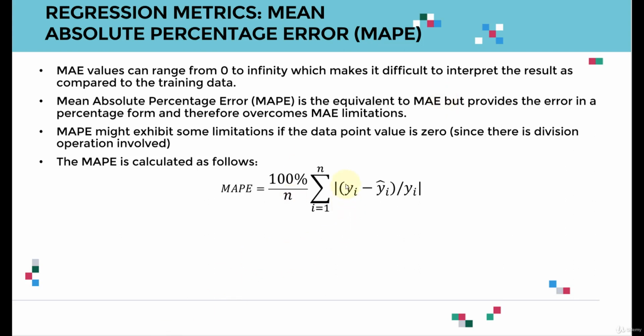Very simple. We calculate the residuals, which is yi minus yi hat, and then we divide by yi, obtain the absolute value, and sum that up. Then we obtain the average, we divide by n, and multiply by 100%, so now we obtain that in a percentage format. MAPE might exhibit some limitations if the data point value is 0, because since you are dividing by yi, you have to make sure that you are not dividing by 0, because that will mess up the calculation. So that's all we have for MAPE.